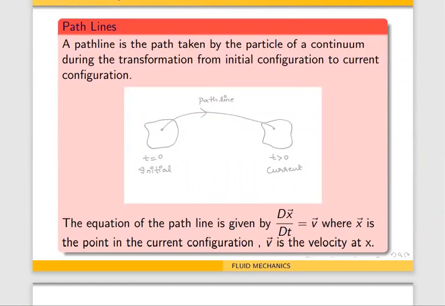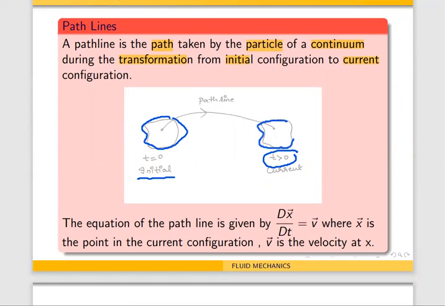A path line is the path taken by the particle of a continuum during the transformation or motion from initial configuration to current configuration. Okay, see, this is the initial at time t equal to 0. Say this is the continuum. At time t greater than 0, the same continuum has occupied the space here. Any particle here would have moved, and the path taken by that particle to move from initial to the current is nothing but the path line. As simple as that.